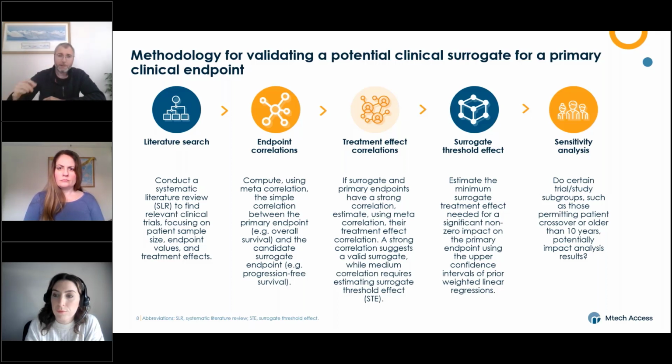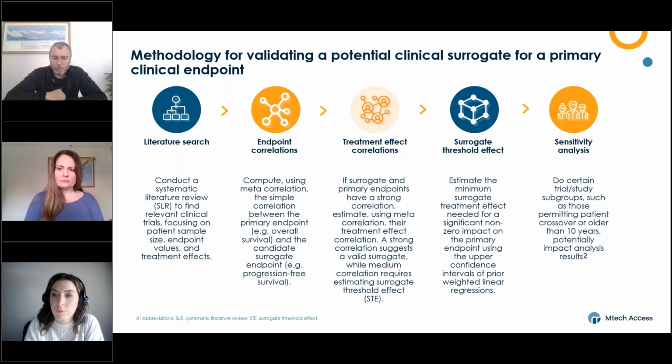We plot those data points and again run a Spearman-based weighted linear correlation, meta-correlation, and we try and assess the strength of correlation there. If that's nice and strong, if that's looking good, in fact, if it's really good, we can almost stop there and say that what we have is a valid demonstration of surrogacy for this true endpoint.